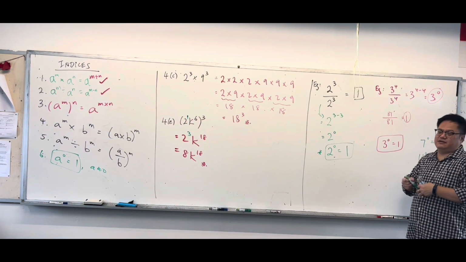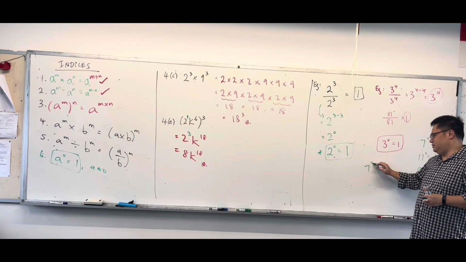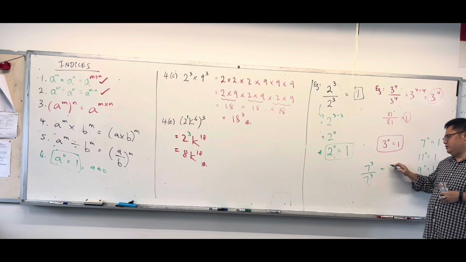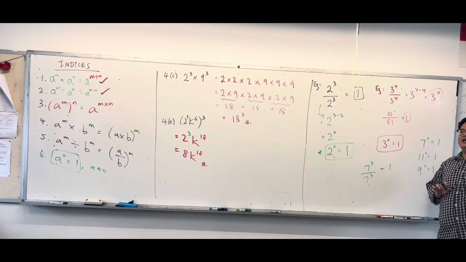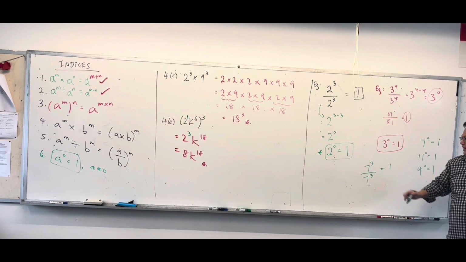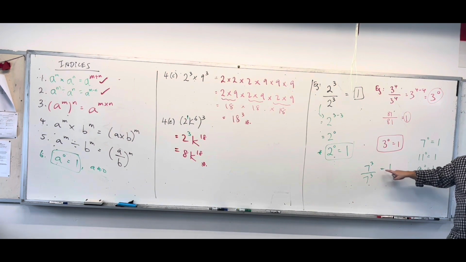If I just ask myself randomly, 7 cubed divided by 7 cubed. Numerator and denominator are the same value, right? So for sure you know it's 1, because k divided by k is 1. 10 divided by 10 is 1. As long as the numerator and denominator are the same, the value is 1.